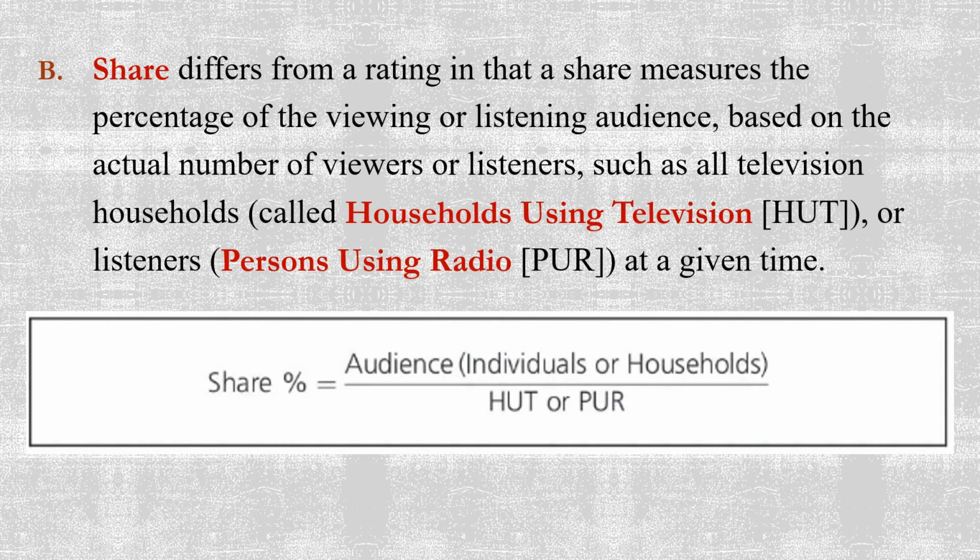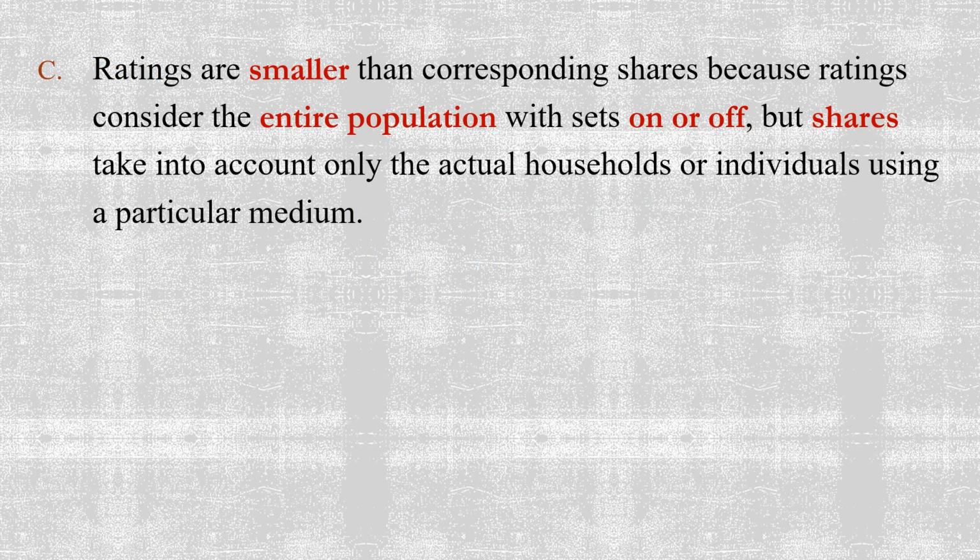The formal name that we give for the actual number of people doing a certain thing would be households using television, HUT for short, or persons using radio, PUR. Ratings are smaller than corresponding shares because ratings consider the entire population, whether sets are on or off. Because again, we're just looking at the population as a whole. But shares take into account only the actual households or individuals using a particular medium.